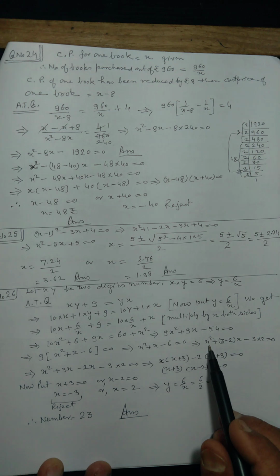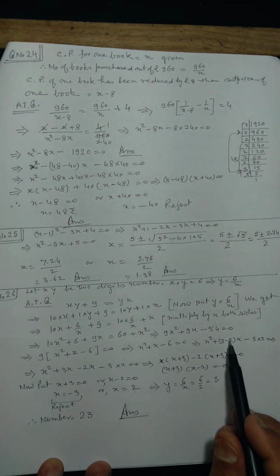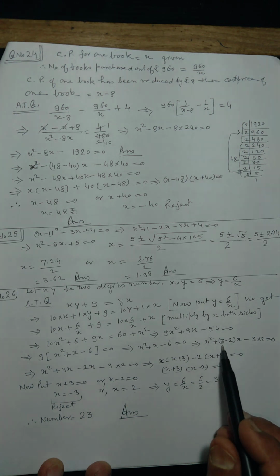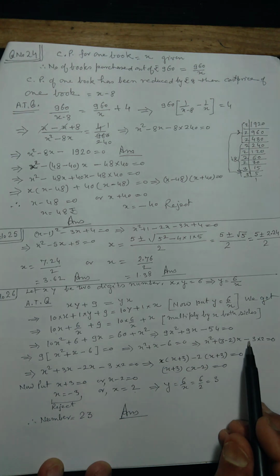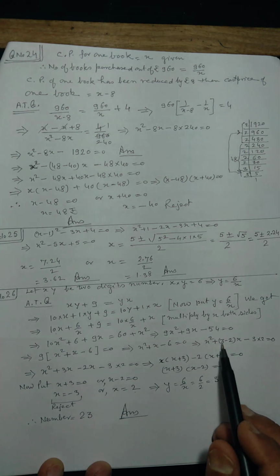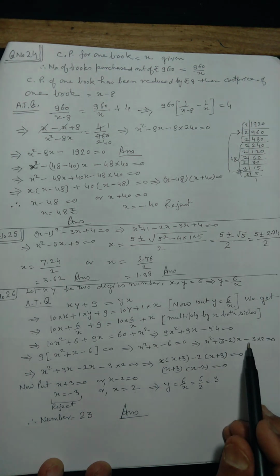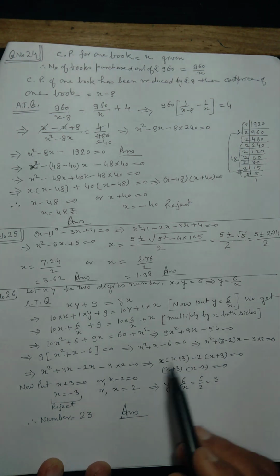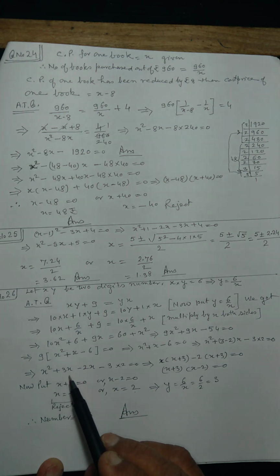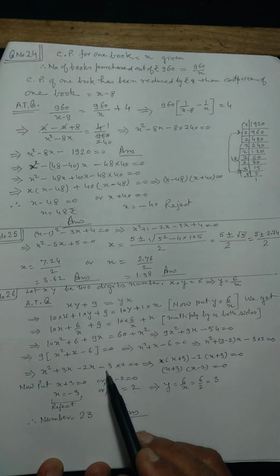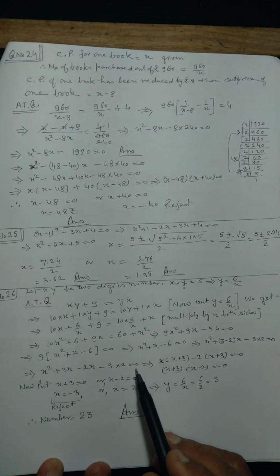We solve it: x square plus 3 minus 2, because if you subtract 2 from 3, you will get 1. And if you multiply 3 into minus 2, you will get minus 6. I have written here x square plus 3x minus 2x minus 3 into 2 equal to 0.